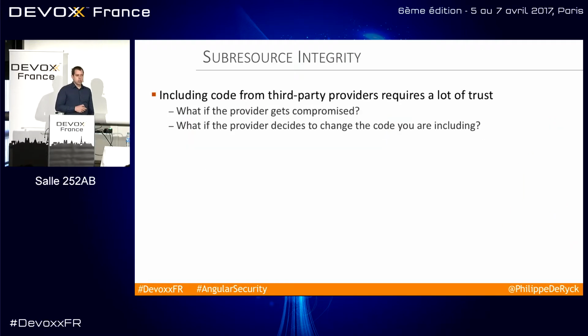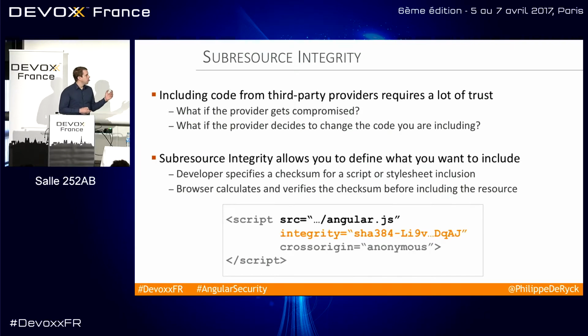The thing you can use there is Subresource Integrity. This is a browser security mechanism that has been available for about 2-3 years. Essentially, it allows you to specify a checksum for a specific script. So you as a developer can tell the browser, I want to load the script from there, and the checksum should be this. And if it's not, I don't want you to load it because it's not what I wanted.